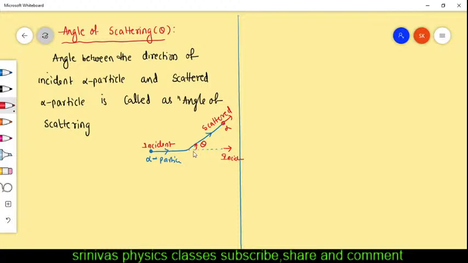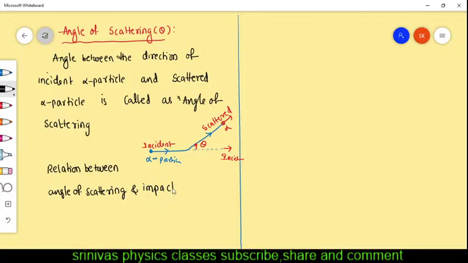Incident alpha particle, scattered alpha particle. Incident direction is this one, scattered direction is this one. The angle between the direction of the incident alpha particle and the scattered alpha particle is called the angle of scattering. And what is the relation between the angle of scattering and the impact parameter?